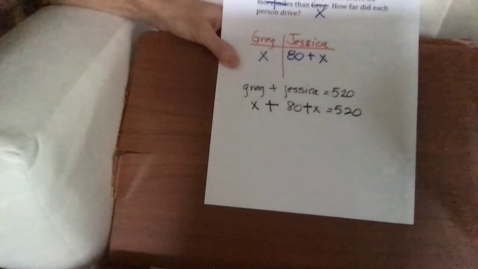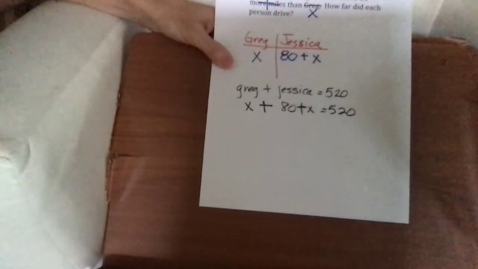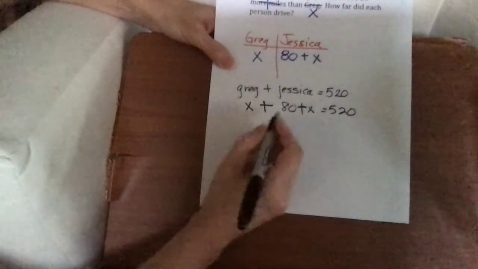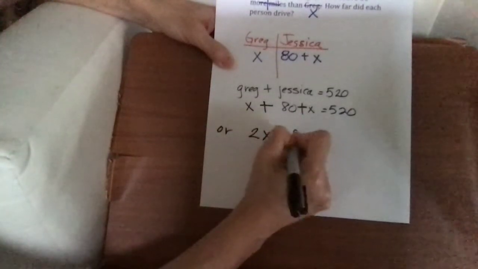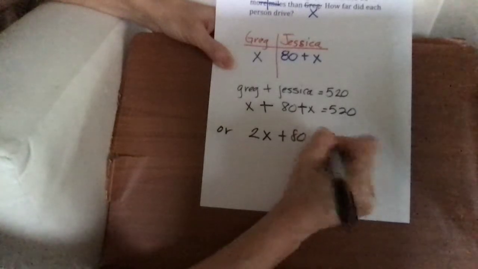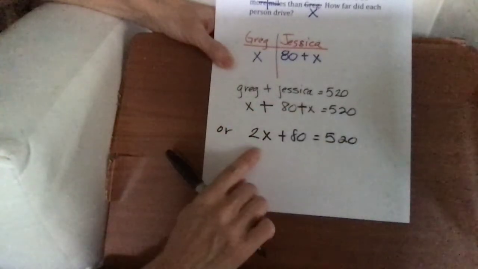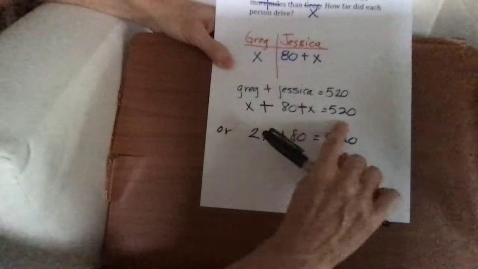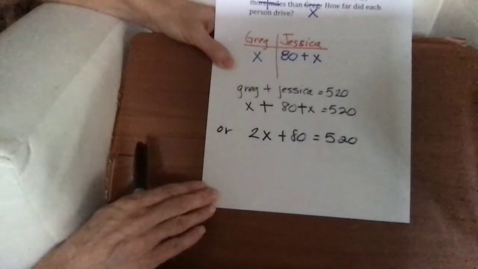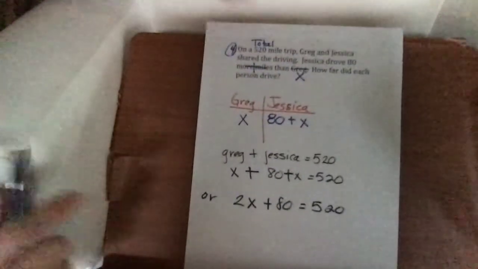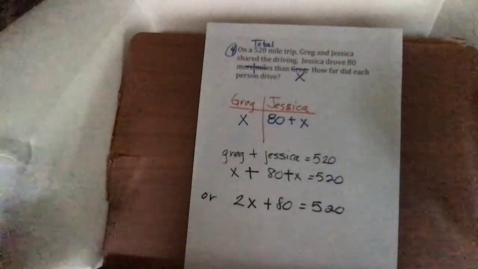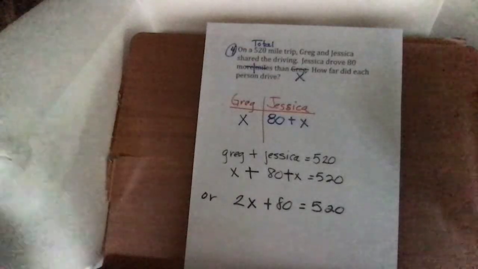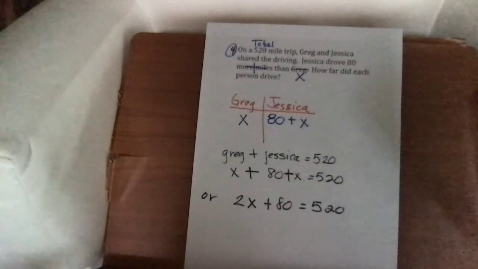Now, again, if you do know how to combine like terms, you've got x and an x, so you've got 2 x's plus 80 equals 520. But if you don't, or you're uncomfortable with that yet, you can leave the first equation. It is acceptable. And remember, right now, we are not answering these questions. We will be at a later time. But right now, we're just learning how to set them up. Because again, without the correct equation, you will have the incorrect answer.